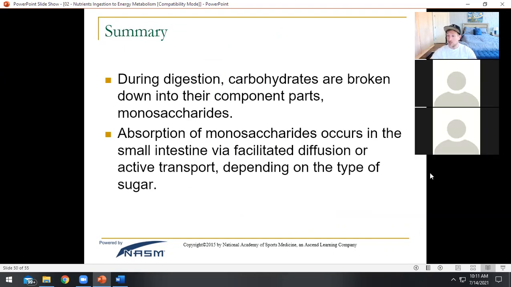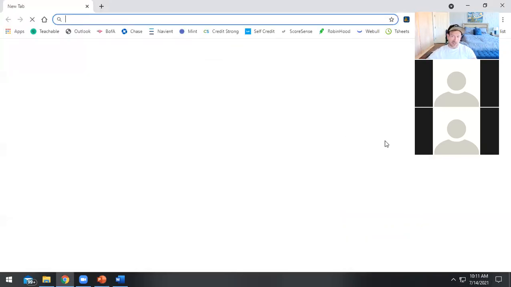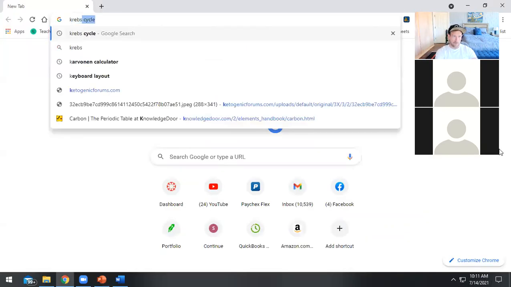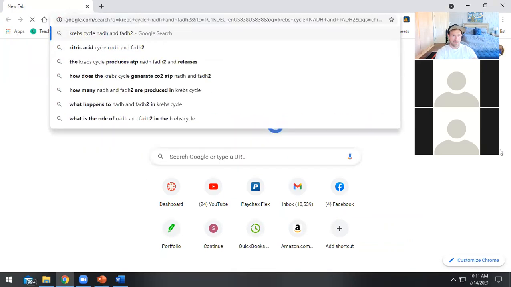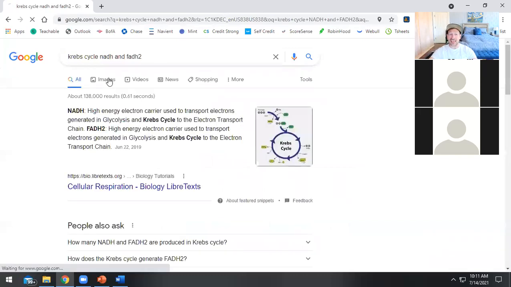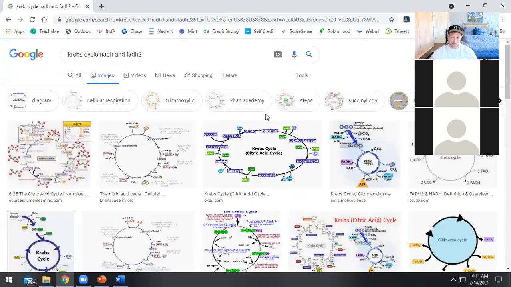Lauren, any question? Yeah. What is the NAD and FAD again? I need that little portion repeated, please. What are NAD and FAD? Yeah. NAD and FAD are actually byproducts of the Krebs cycle. They're technically called NADH and FADH2.